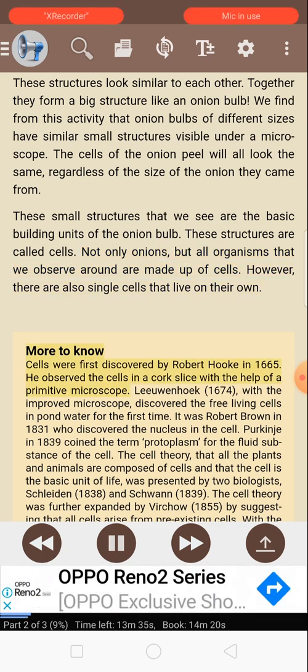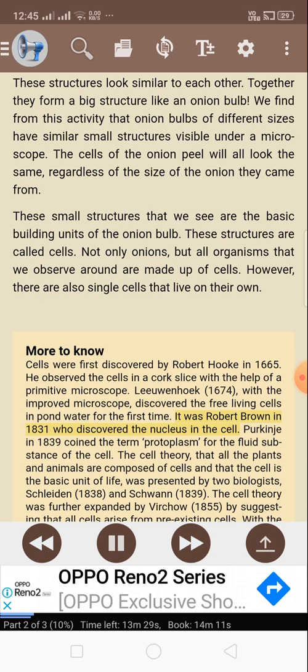More to know. Cells were first discovered by Robert Hooke in 1665. He observed the cells in a cork slice with the help of a primitive microscope. Leeuwenhoek, 1674, with the improved microscope, discovered the free living cells in pond water for the first time. It was Robert Brown in 1831 who discovered the nucleus in the cell. Purkinje in 1839 coined the term protoplasm for the fluid substance of the cell.